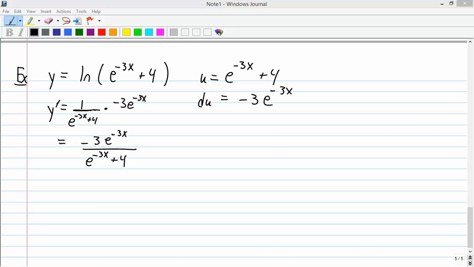Alright, now what about integrals involving exponential functions? See if I can find us one of those. So let's say I had the integral of e to the 1 over x squared over x cubed dx.